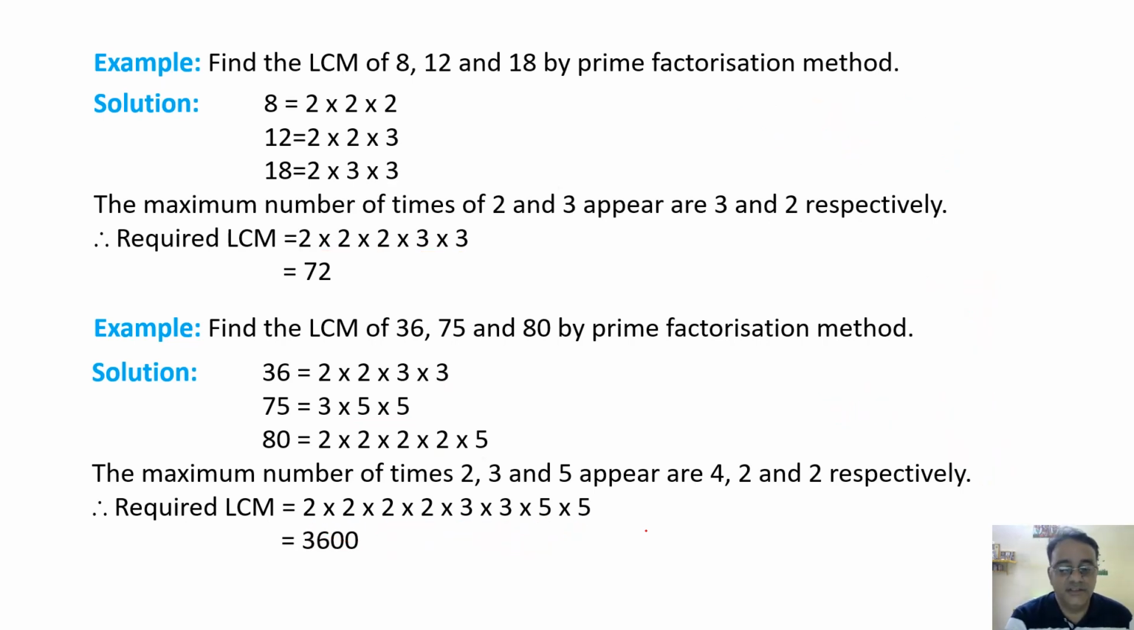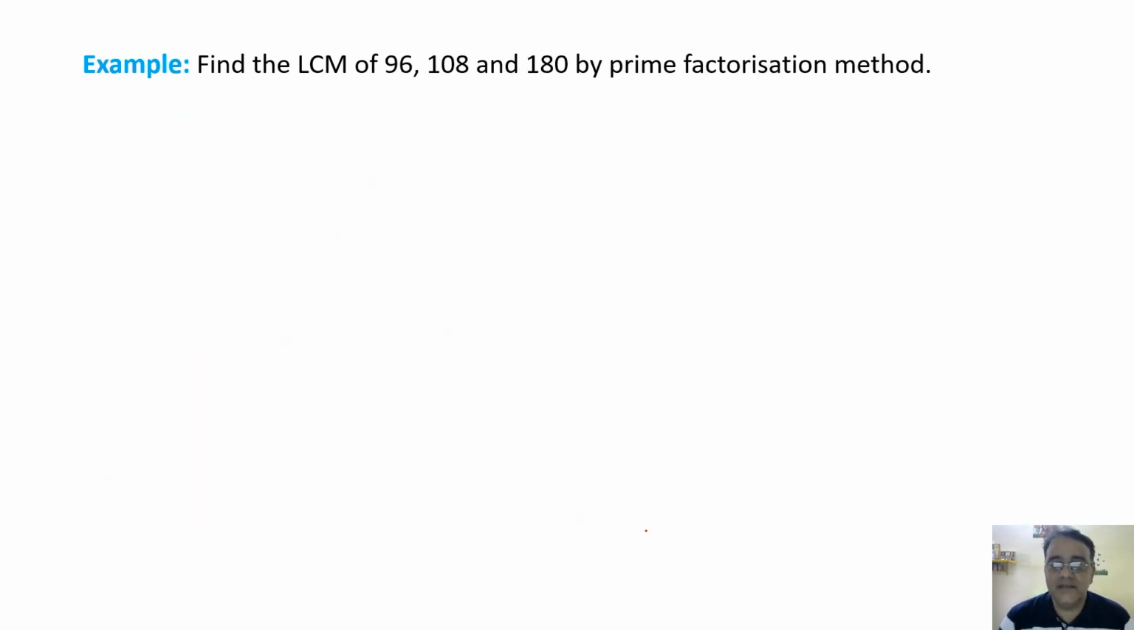Right. So now one more example we will see. Find the LCM of 96, 108 and 180 by prime factorization method. So first we will find the prime factorization of 96. Right. So let us start with 96 divided by 2.